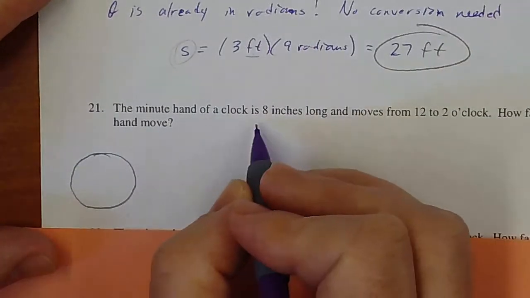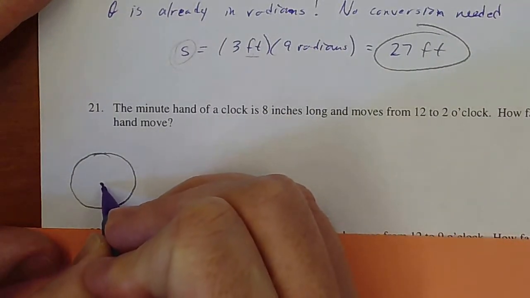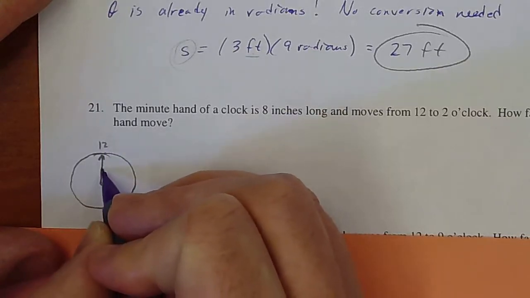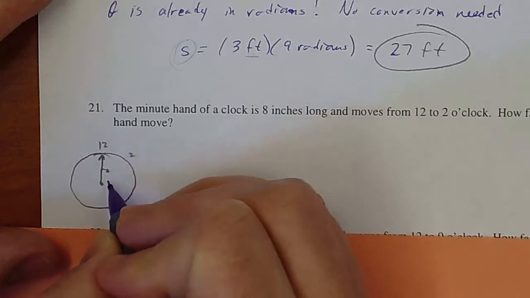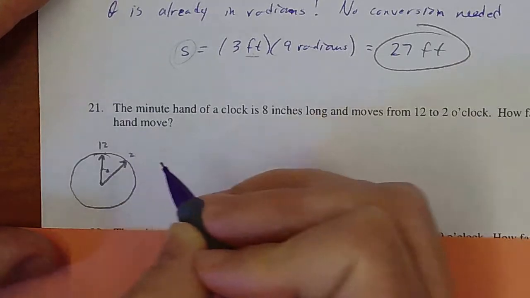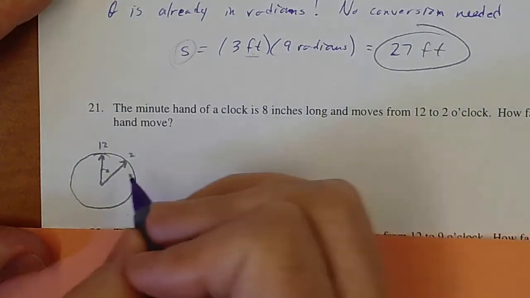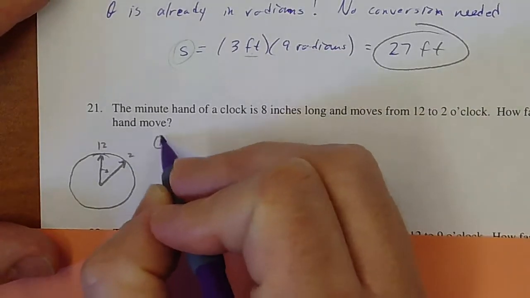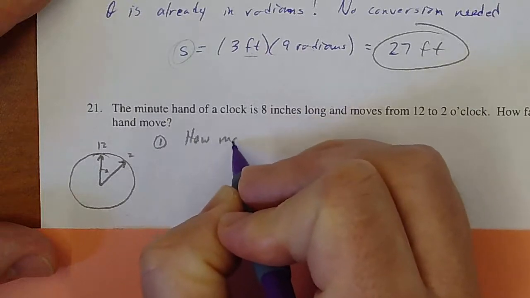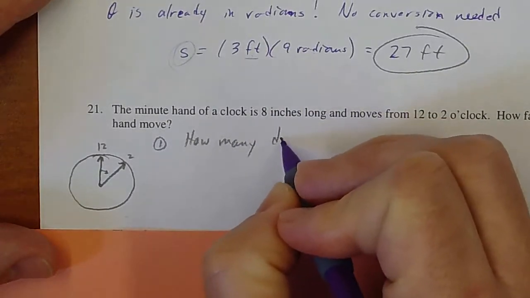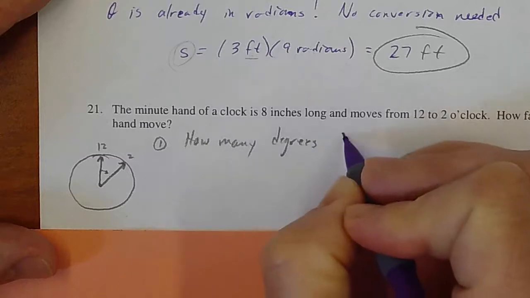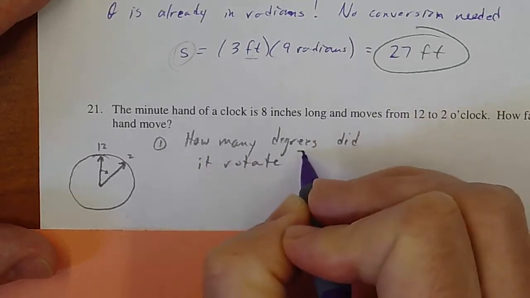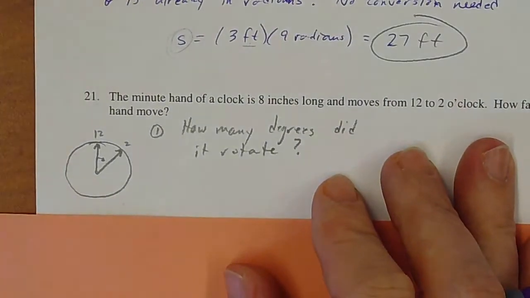All right, so we've got the minute hand of a clock. It's starting at pointing at 12, and then it rotates across to the 2. So the first challenge with this problem is we have to figure out how many degrees that is. So step 1, how many degrees did it rotate?